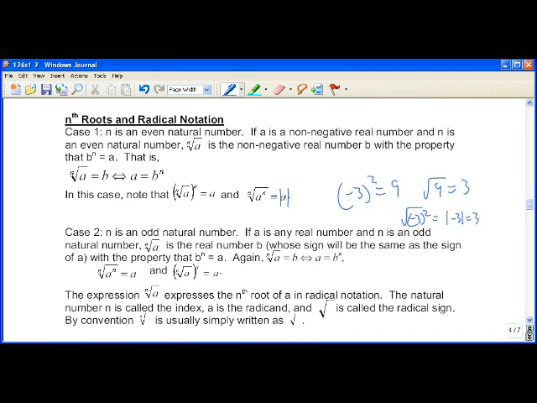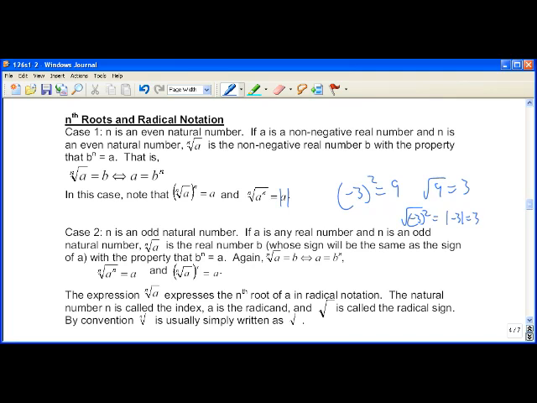Okay, in the second case, n is an odd natural number. If A is any real number and n is an odd natural number, the nth root of A is a real number b whose sign will be the same as the sign of a, with the property that b to the n equals a.